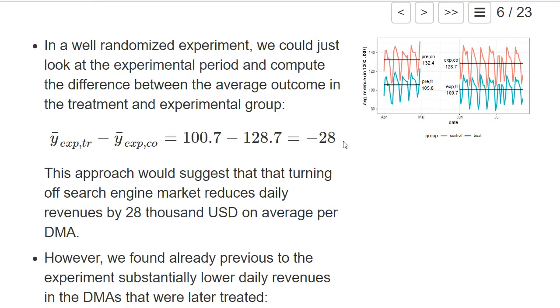Interestingly, this minus 28 was exactly the difference between the revenues in the treatment group and control group just in the experimental period. So if we omit the treatment group dummy from our regression, we have this simple difference estimator of the differences in the treatment and control group just in the experimental period. But we don't correct for the fact that also in the pre-experimental period, control group and treatment group had very different revenues.